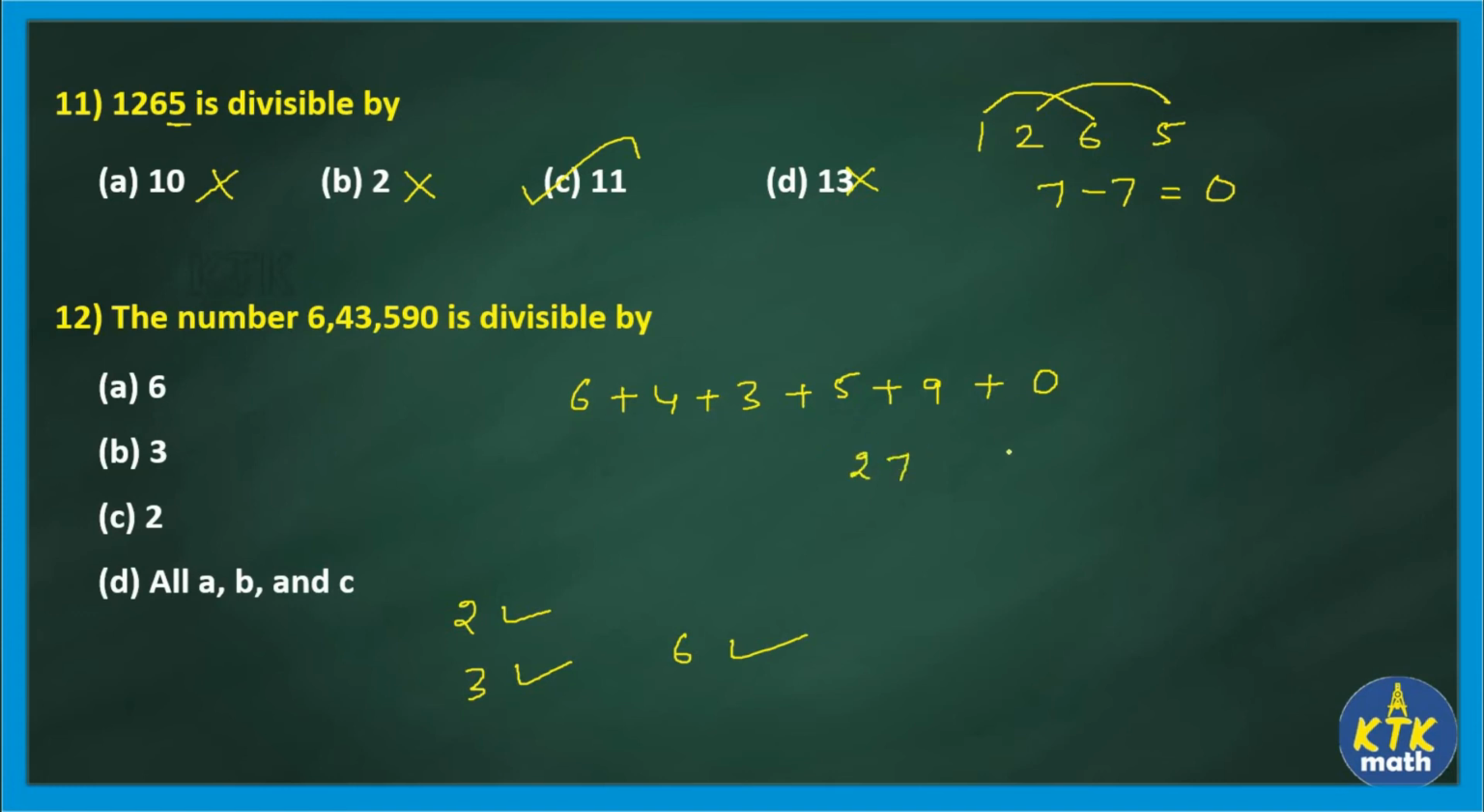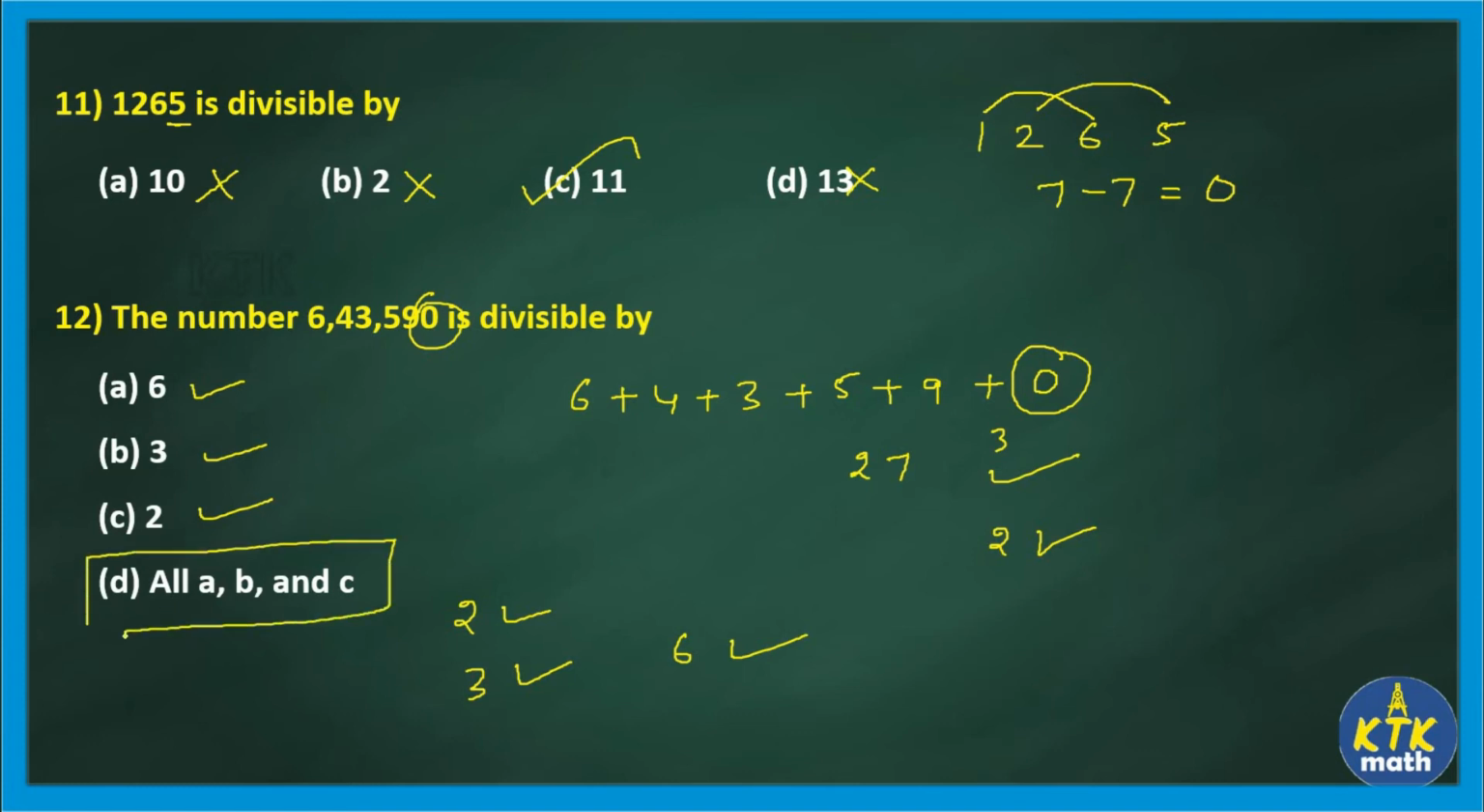We know that 27 comes in the 3 table, and then the last digit is 0, therefore this number is divisible by 2 also. So it will come in the 6 table, 3 table, 2 table. Therefore your answer is option D, all of A, B, C. You cannot choose any one because the number is divisible by all the 3 numbers.